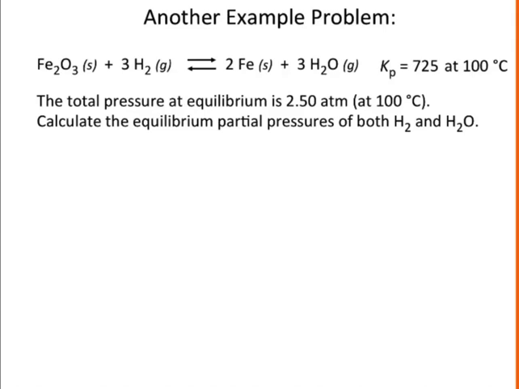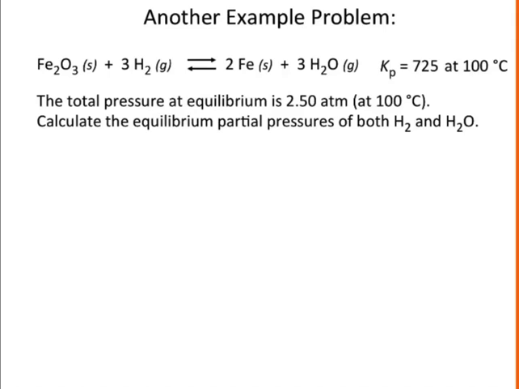So here we have this problem. Now we're using Kp and gas pressures, which honestly works just the same as concentrations did, except now we use pressures instead of molarity. It works just the same. All right, and now we're told the total pressure at equilibrium has some value, 2.5 atmospheres at some temperature. So what are the partial pressures of both hydrogen gas and water vapor?